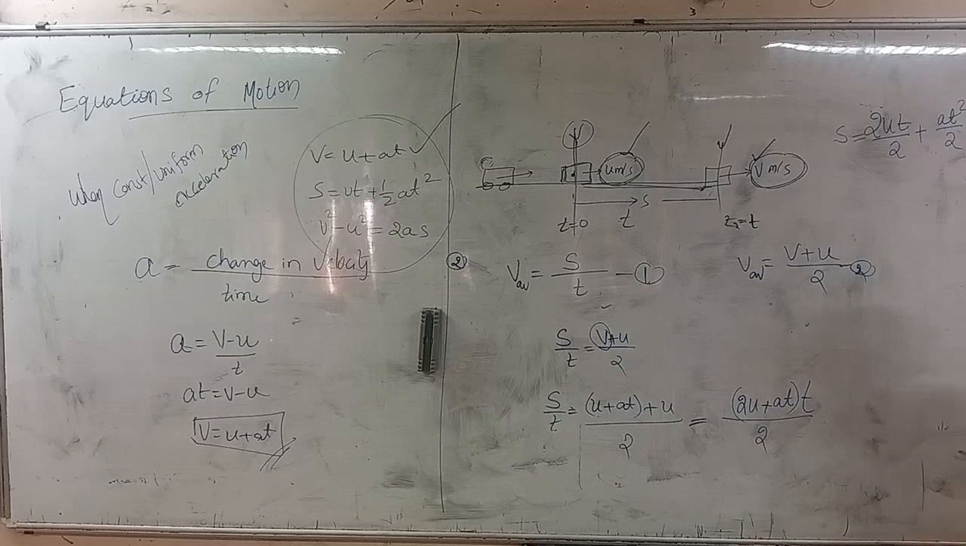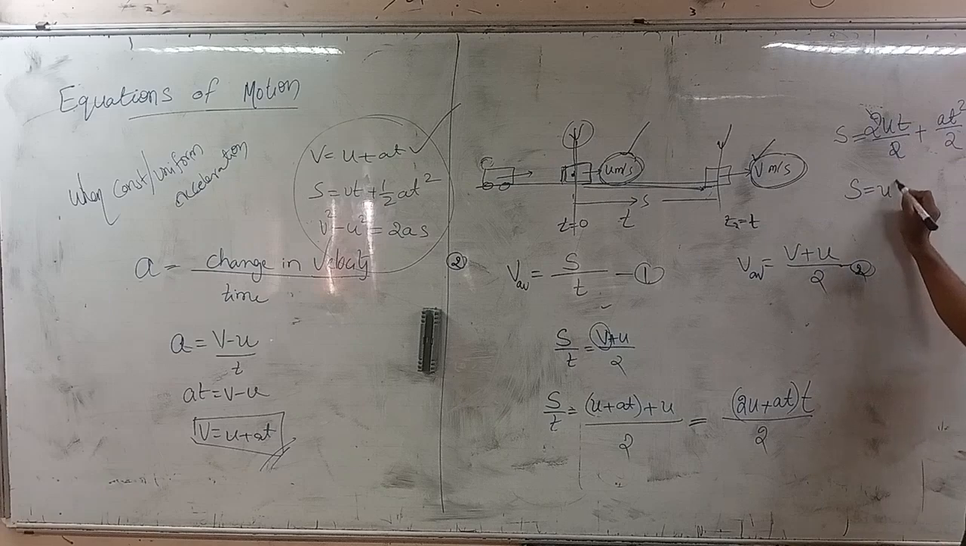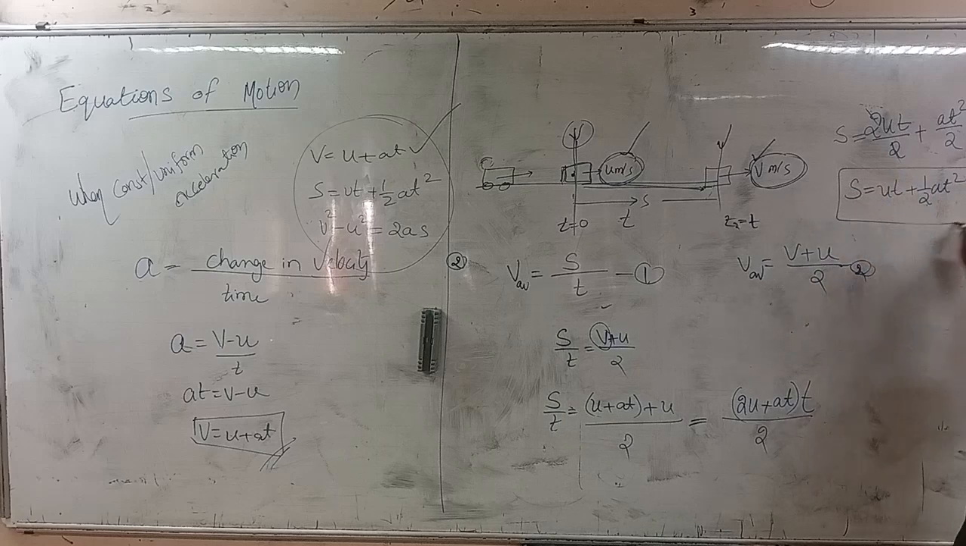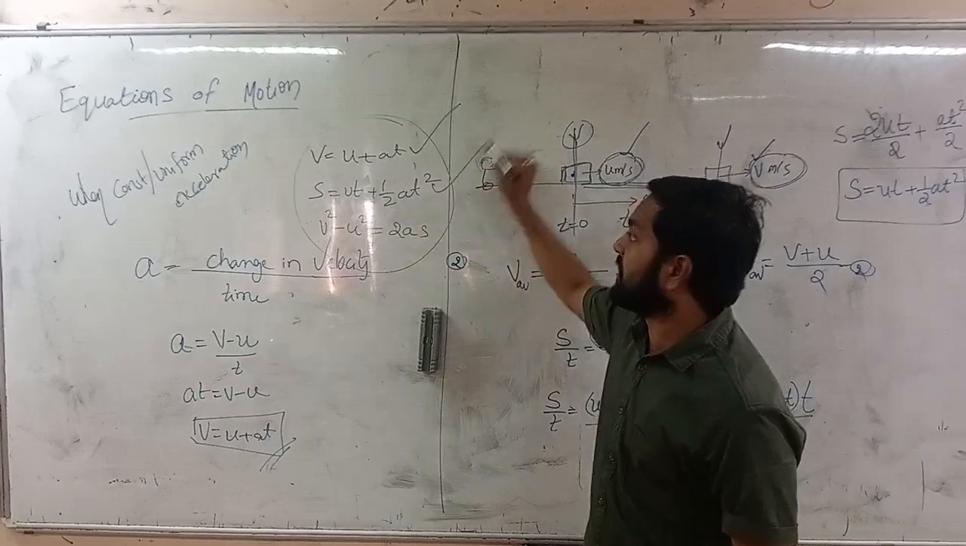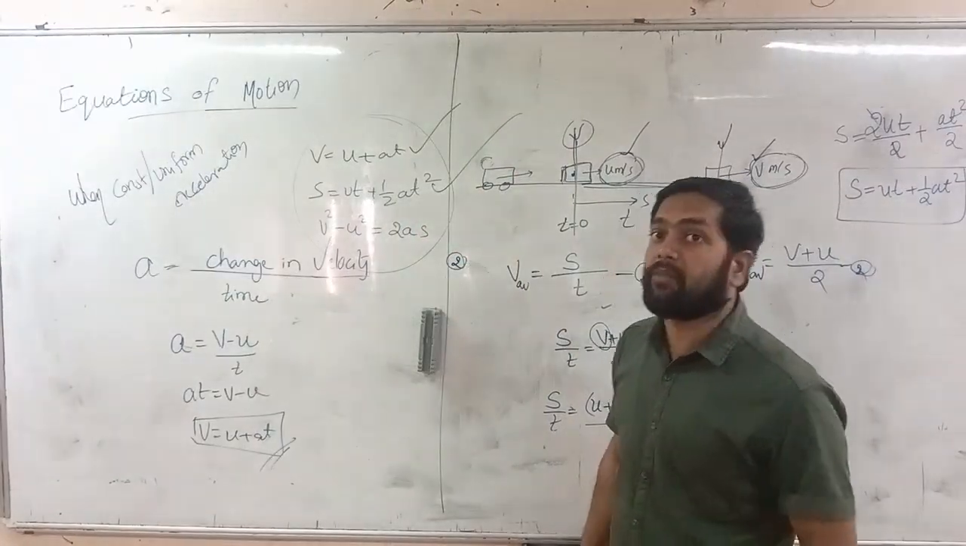S is displacement. Here the 2 will get cancelled out, so S is equal to ut plus half at square. So here we got the displacement value: S is equal to ut plus half at square. This is my second equation of motion.